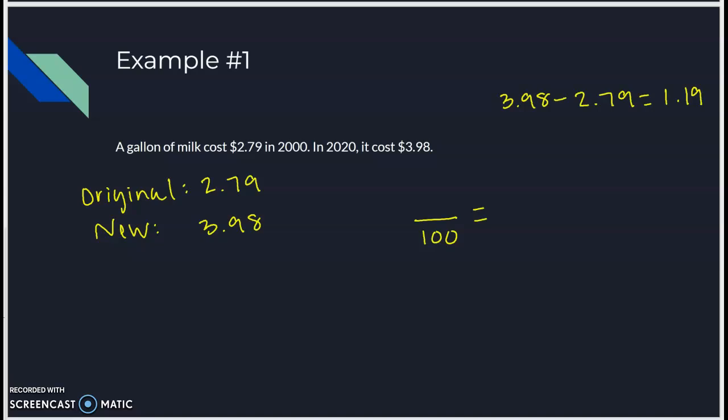That is $1.19. And since I increased in price, that's a positive number. So I have $1.19, and that goes over my original price. So my original was $2.79. Okay, I'm trying to find my percent, so that is my X. I have my proportion filled out, so now we can cross multiply. So I'm going to have 2.79x on one side of my equal sign and 100 times $1.19 on the other side.